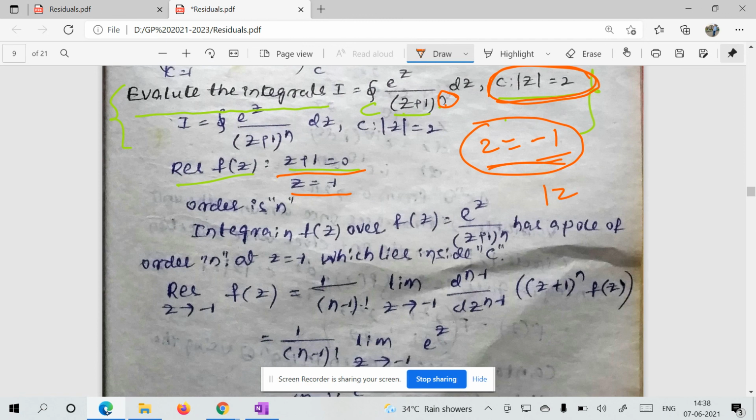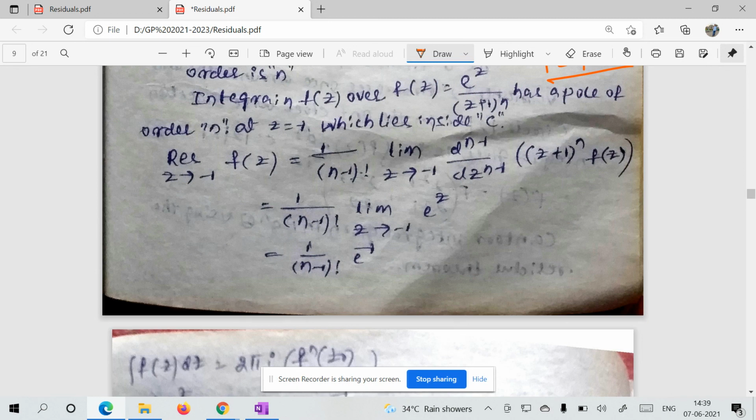Mod z equal to 2. Whenever we substitute z equal to minus 1 in this contour, it should be less than or equal to 2. It has to satisfy the condition that mod z is either equal to 2 or less than 2. Mod of minus 1 is 1, and 1 is less than 2. So z equal to minus 1 is inside the contour C.